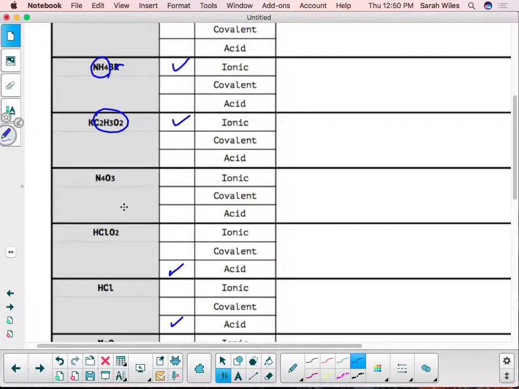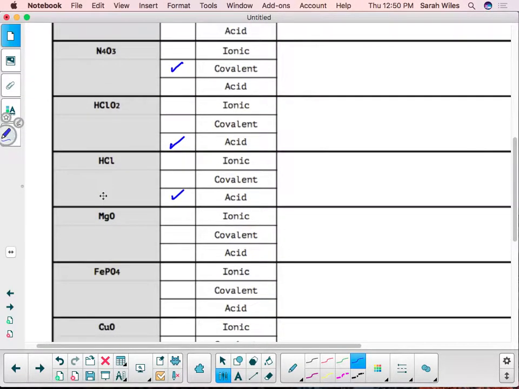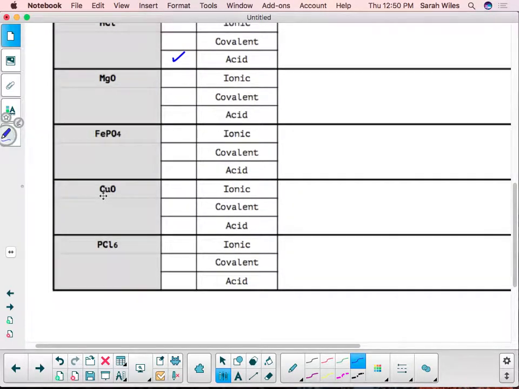N4O3. N is to the right of the staircase, non-metal. O to the right of the staircase, non-metal. Non-metal, non-metal, covalent. We already sorted out the acids. FePO4, 3 capital letters. 3 or more capital letters, automatically ionic. Find the polyatomic ion, PO4.